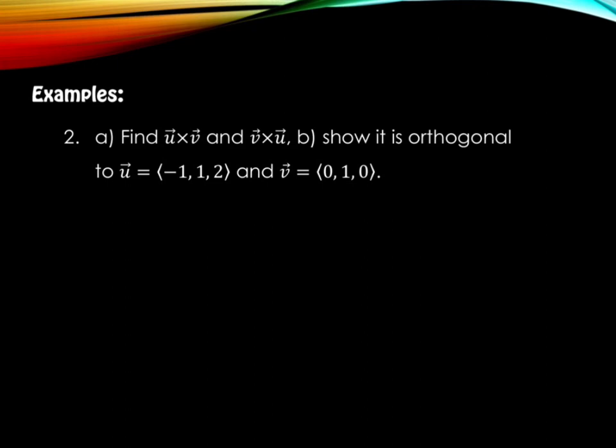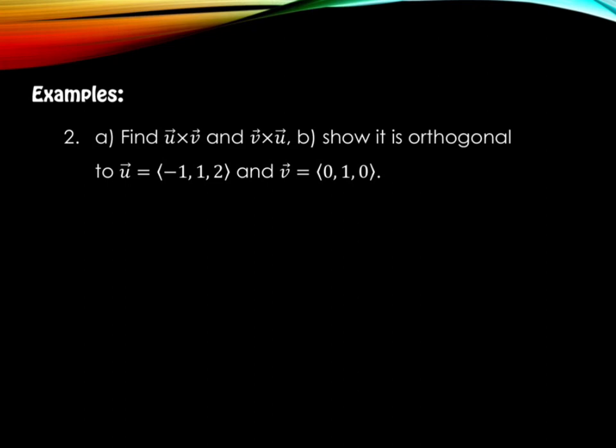And then B says that we're going to show that it is orthogonal. We're going to show the corner of the room description that I just told you. We're going to prove that it really works, and the way that we prove that, we'll get there in a second. Let's do it one piece at a time. All right, so the first thing is that we're going to find U cross V.